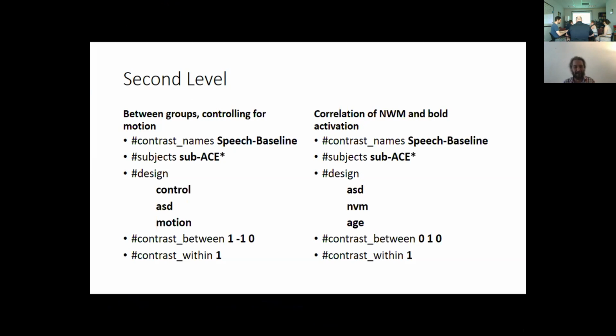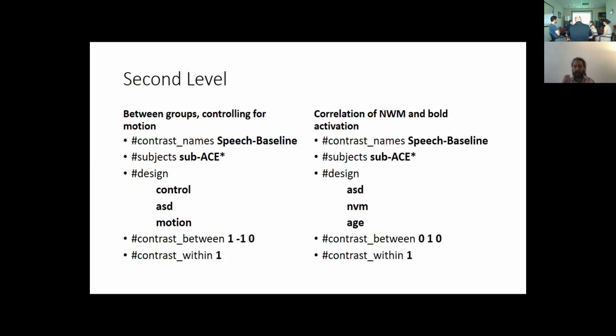The question was whether you should ask about orthogonalization. If we looked at something like this contrast that I just put back up, the ASD, NVM, and age, is there something that's looking at just the residuals of age? As in, are these being orthogonalized? Is that the default?